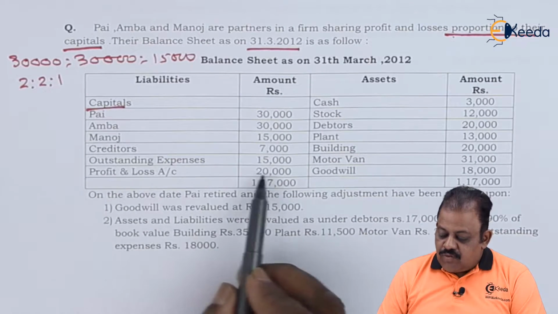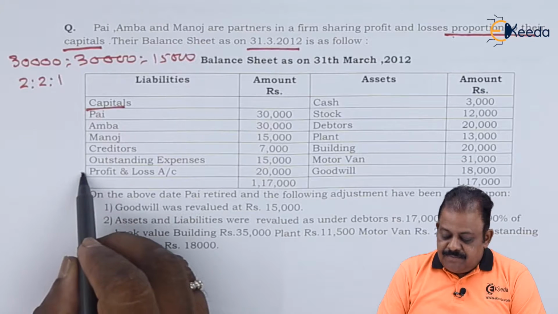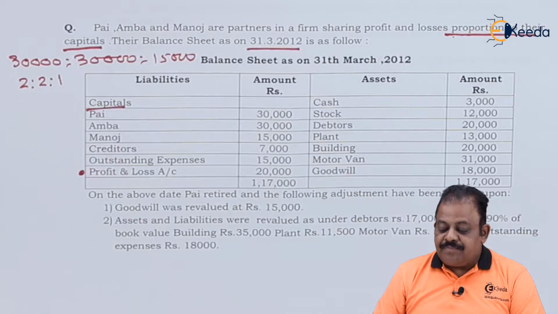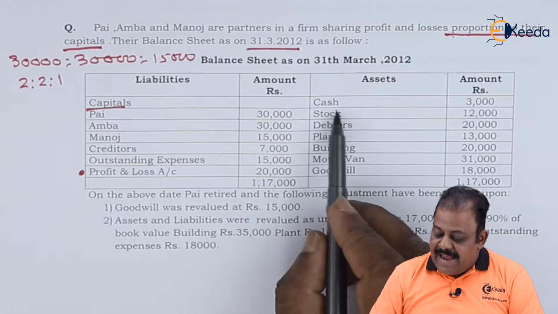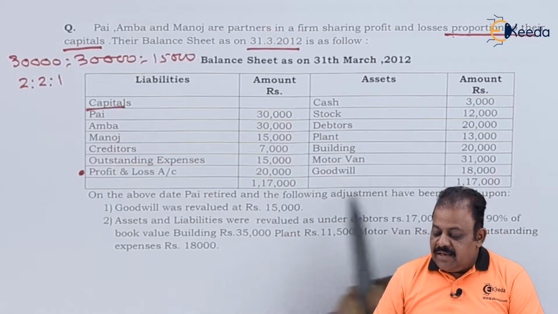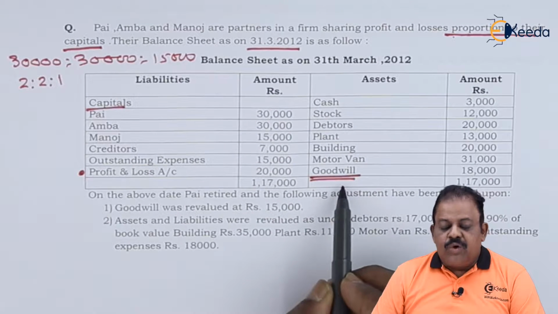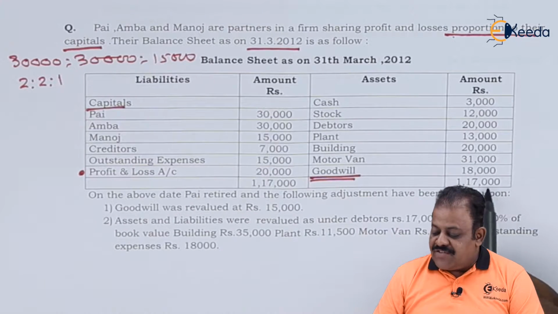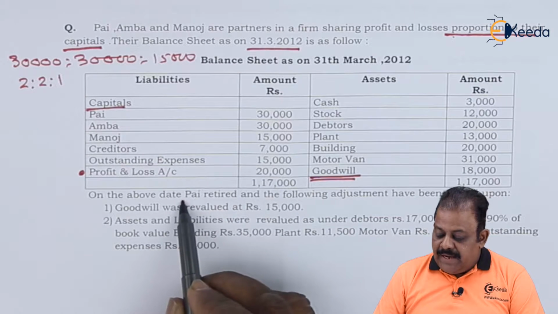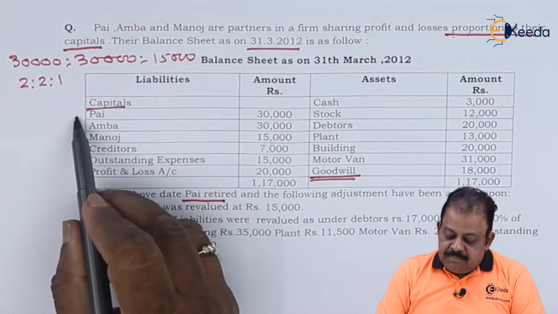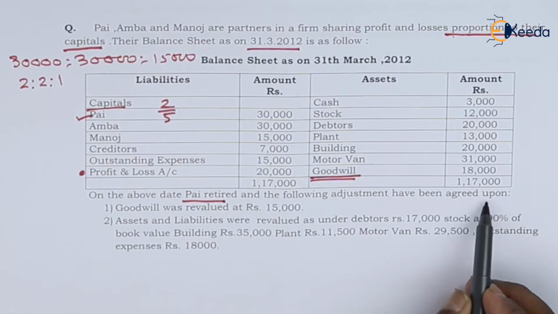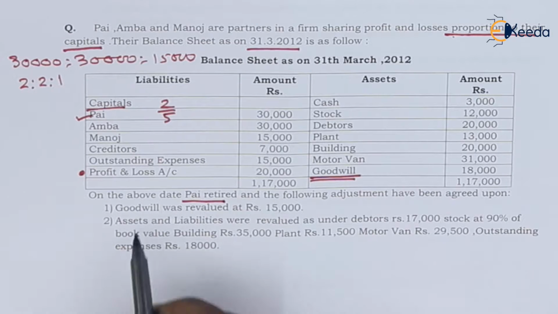Creditors, outstanding expenses, profit and loss account. This is accumulated profit. Assets: cash, stock, debtors, plant, building, motor van and goodwill. Here goodwill already appears in the old balance sheet, that is 18,000. On the above date, Pai retired. Partner Pai is retired, he is having a share of 2/5, and the following adjustments have been agreed upon.